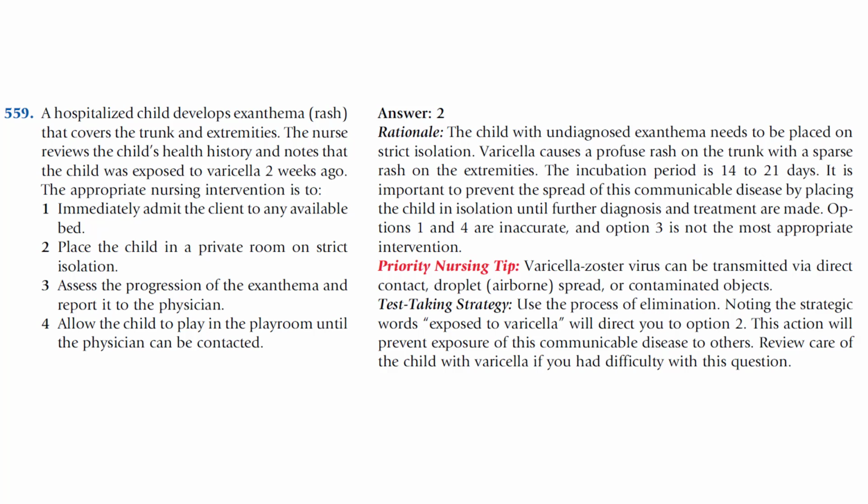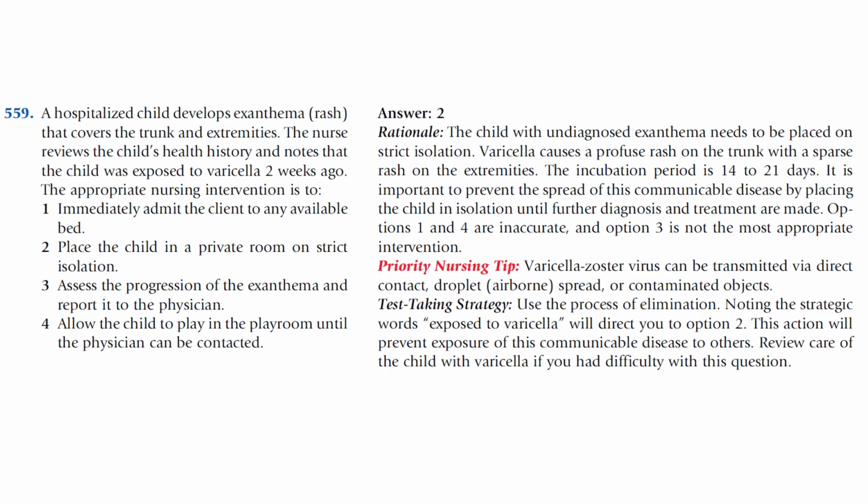559. A hospitalized child develops a rash that covers the trunk and extremities. The nurse reviews the child's health history and notes that the child was exposed to varicella 2 weeks ago. The appropriate nursing intervention is to 1. Immediately admit the client to any available bed. 2. Place the child in a private room on strict isolation. 3. Assess the progression of the exanthema and report it to the physician. 4. Allow the child to play in the playroom until the physician can be contacted.